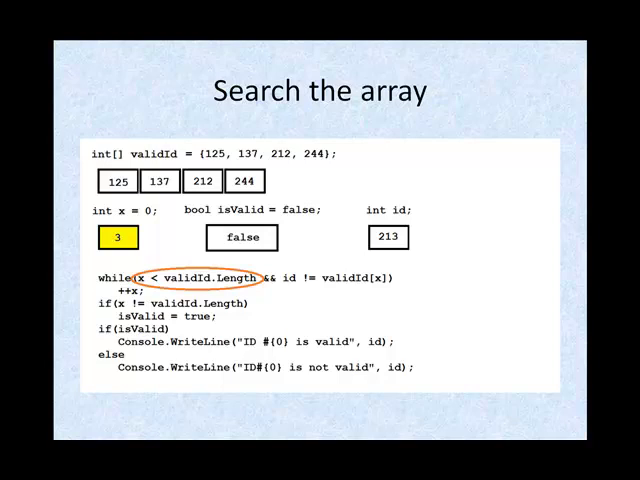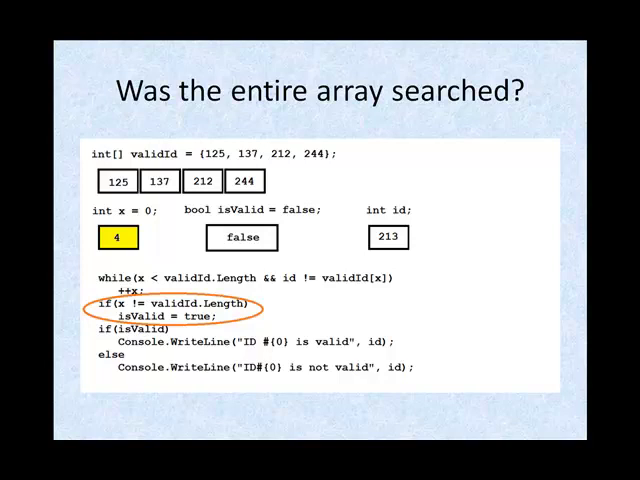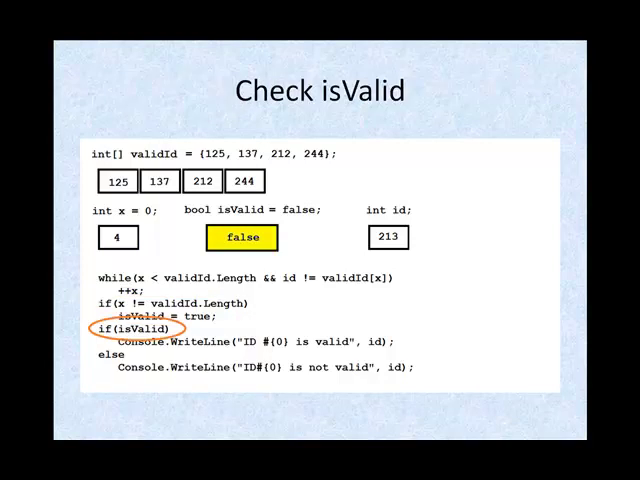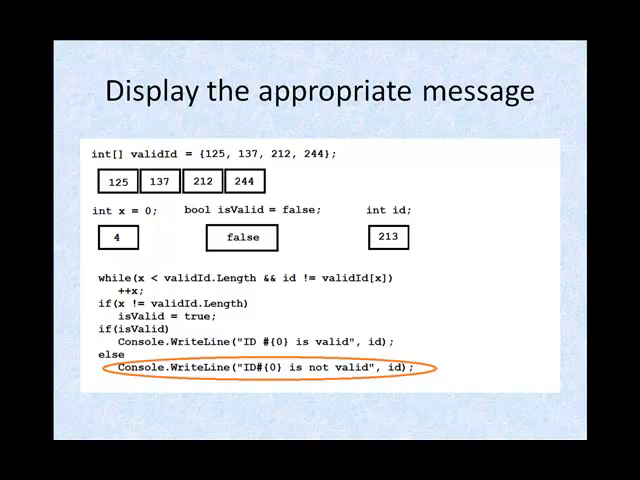X is less than the length of the array. The ID numbers do not match, and x becomes 4. Now when x is compared to the length of the array, it's no longer true that it's less. So we proceed to the if statement. If x is not equal to the valid ID length, we want to set isValid to true, but x is equal to valid ID length. It's 4, so we're going to leave isValid false. So when we make the test, it's false, it's not isValid, and we'll write 213 is not valid.